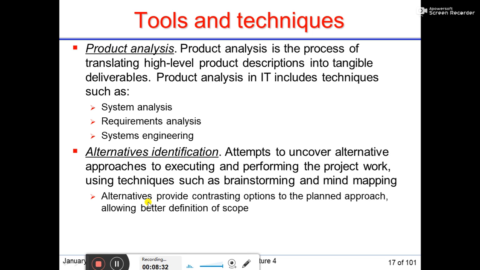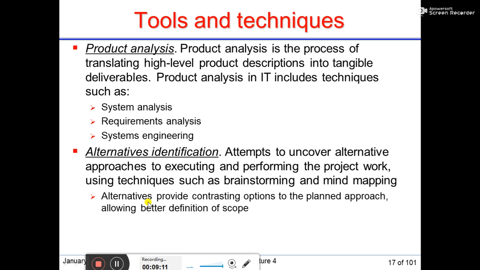Alternative identification is the next one. It attempts to uncover alternative approaches to executing and performing the project work. So this step is to uncover alternative approaches to execute your product and your project, using techniques such as brainstorming and mind mapping, or other techniques, so that you might find alternative approaches to execute and perform the same project work.